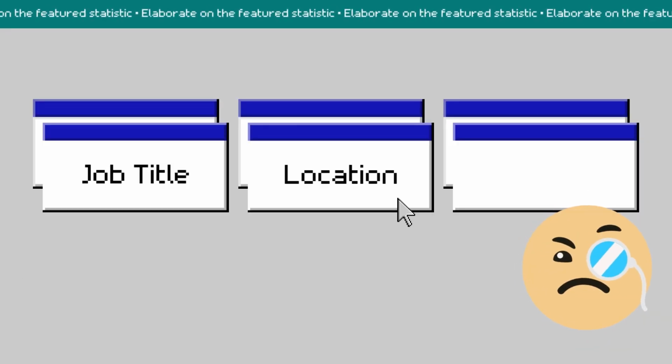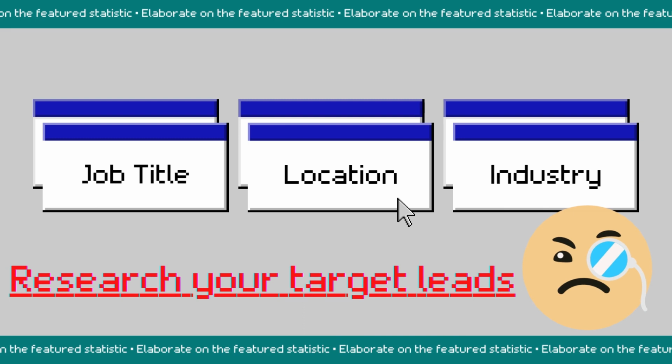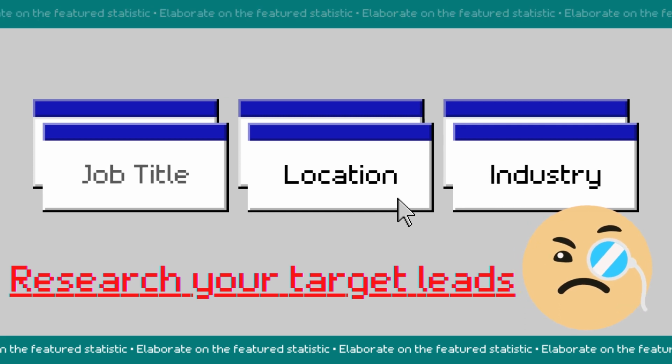The second part is researching your target leads. This is a crucial part as this helps you sort who you want to be connected to on LinkedIn. So, these are the three categories that you can consider when researching your target leads. You can search them via job title, location, or industry. Creating a list or setting a criteria makes your research easy.